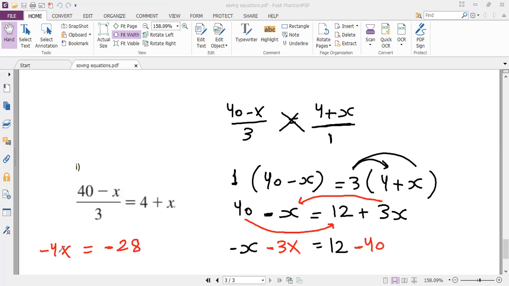Then to find the variable x, just divide by minus 4 on both sides. So x equals negative divided by negative is positive, and 28 divided by 4 is 7.